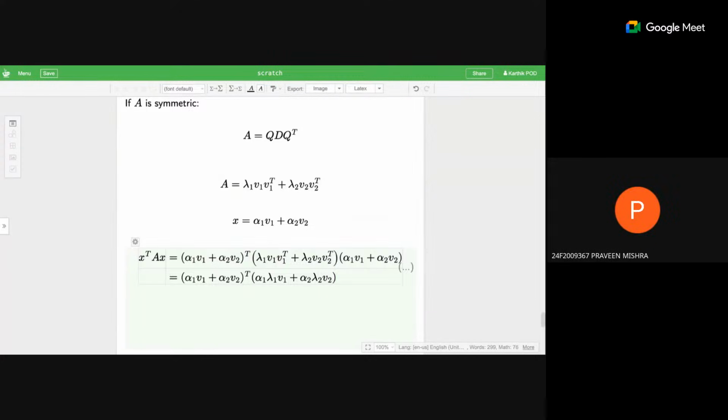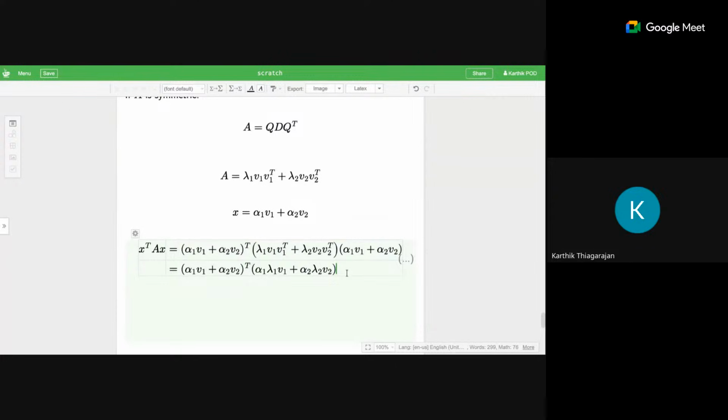Yes, because they are unit norm, right? So v1 transpose v1 will collapse. You will be left with alpha 1 lambda 1 v1 and alpha 2 lambda 2 v2, correct? Yeah. So now if you take the transpose once again, you will be left with alpha 1 squared and v1 transpose v1, so you'll have lambda 1 v1 plus alpha 2 squared lambda 2 v2, correct?